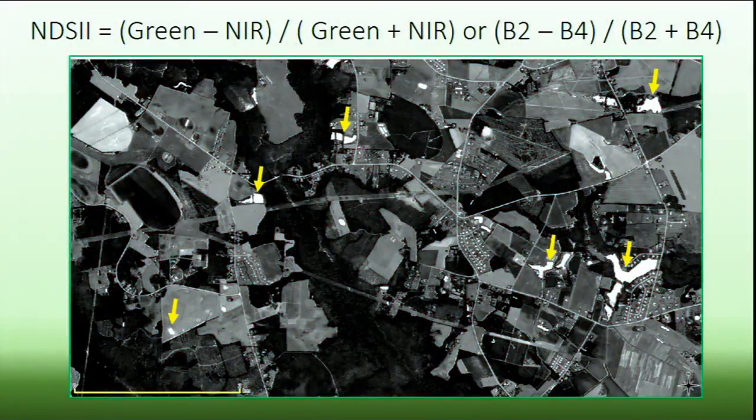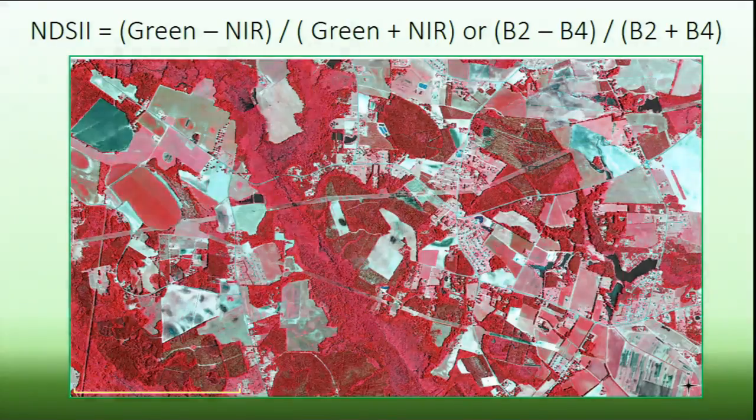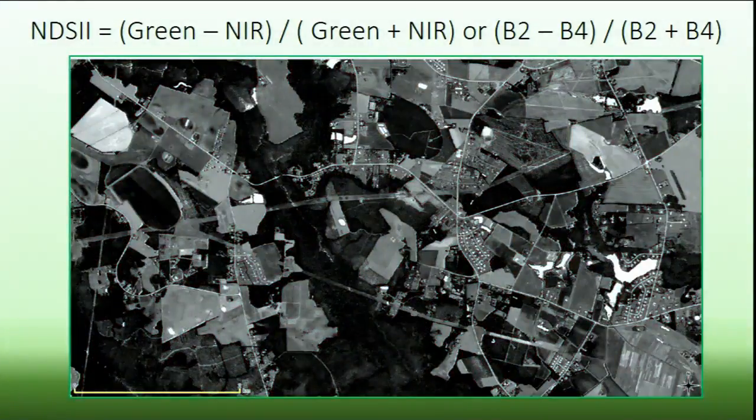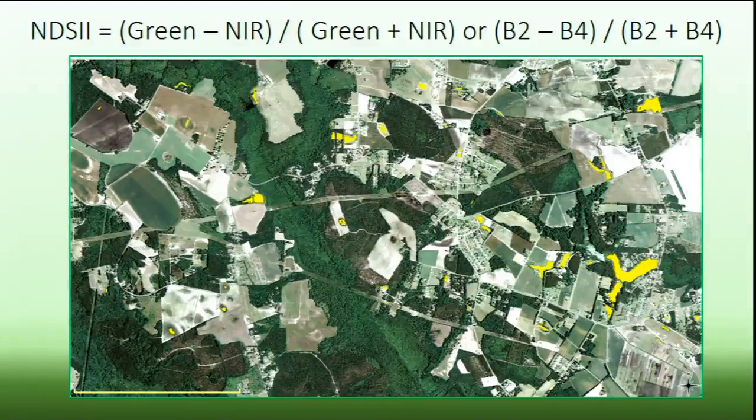And the yellow arrows there depict where our water bodies are. It actually does a really nice job at bringing out water bodies. So there's plenty of applications you can apply this indices, but NAIP is geared towards vegetation, but you can also apply it to extracting water features. And then obviously we can vectorize those.